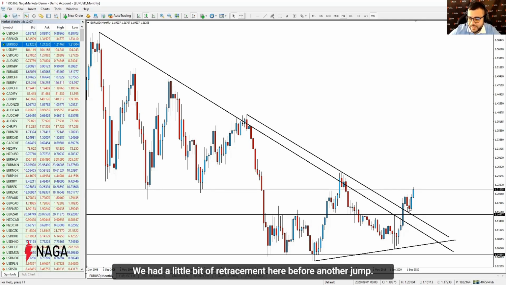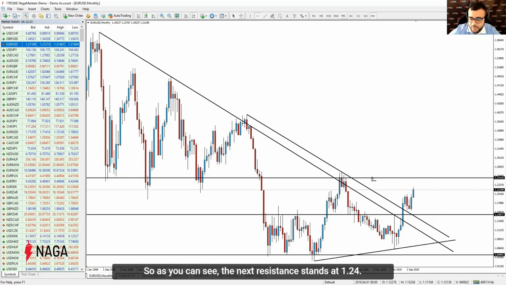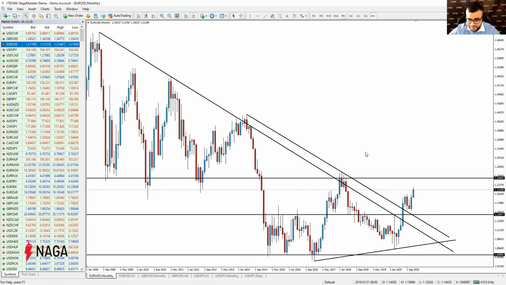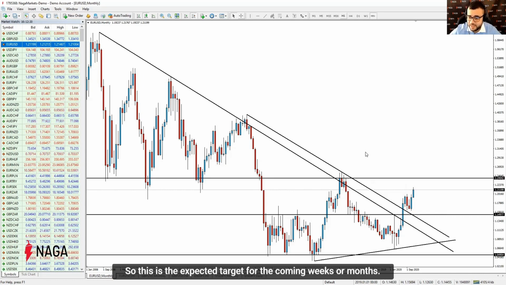We had a little bit of retracement here before another jump. So usually this formation is called a throwback, where we have a breakout, retracement, and then another continuation to the upside. So as you can see, the next resistance stands at 124. So this is the expected target for the coming weeks or months.